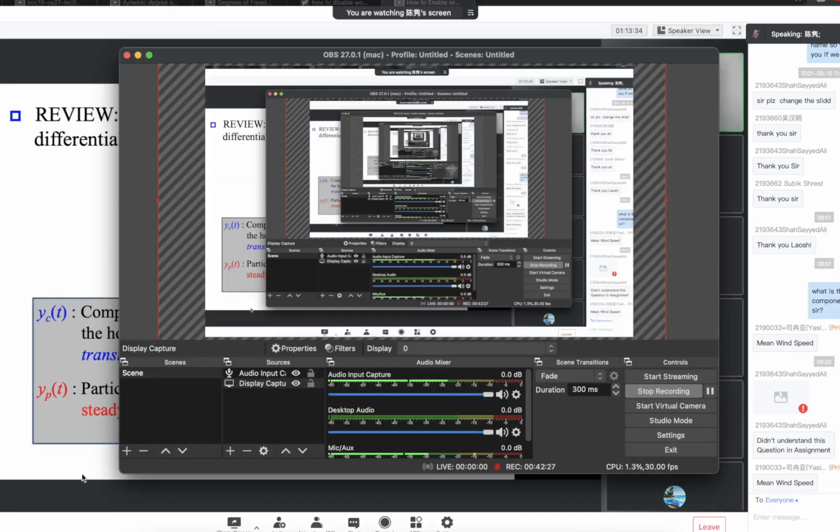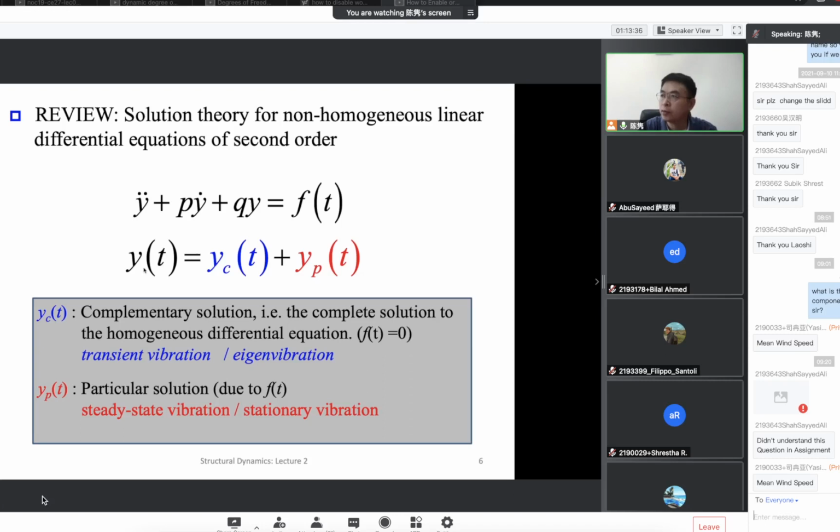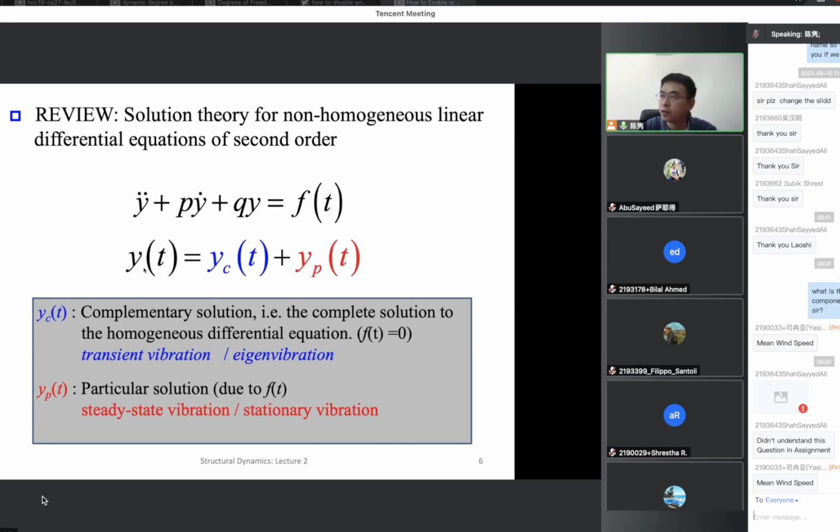Vibration of the second order here. So we need to review the solution theory for this problem. The solution of this equation can be expressed in two parts. One part we call the complementary solution, which is the solution when this equation is a homogeneous one, which means f(t) equals 0. This is also called transient vibration or free vibration problem.